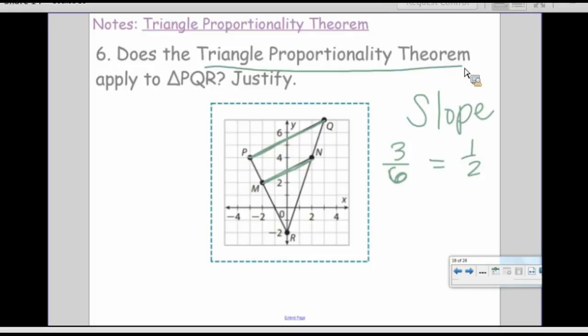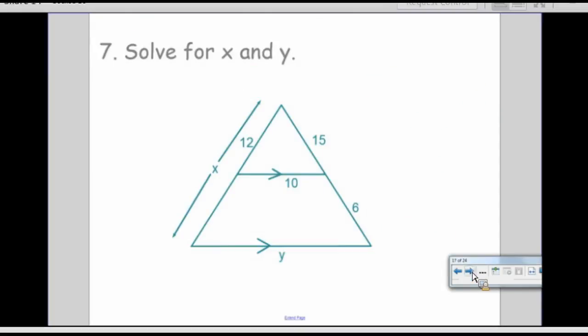6 divided by 3 is 2. Geo was right. That's 1. Rise 1, 2. Run 1, 2, 3, 4. Rise 2. Run 4. 1/2. Oh my goodness. Are they parallel? Yeah. So could we use the theorem? Yeah. Yay. Everybody's happy.